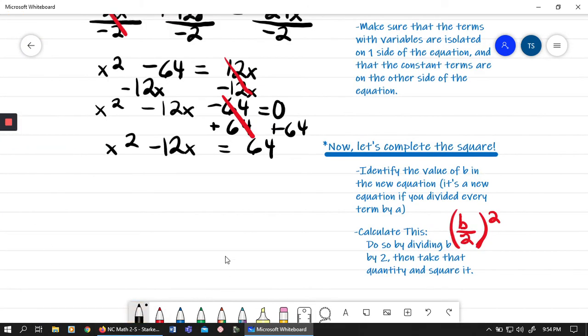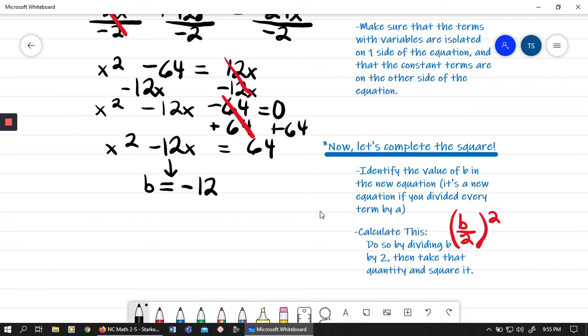Where were we? So again, we identify our b value here, and that b value for this new equation is negative 12. Again, hopefully you recognize that. That's the term that has the x, the coefficient for x, not the coefficient for x squared, but the coefficient for x. That's the value of b that we're talking about. Negative 12 there. All right, so we've identified that value of b.